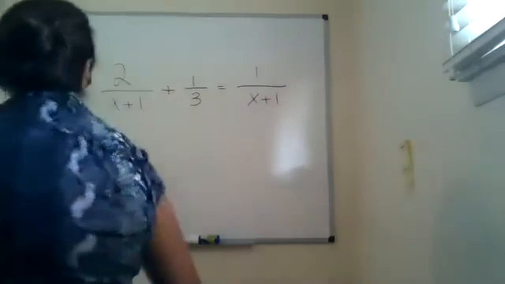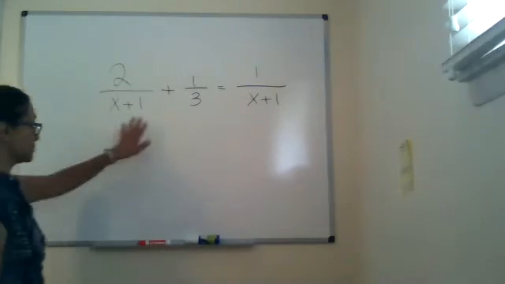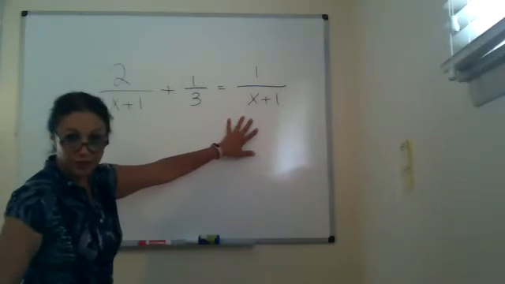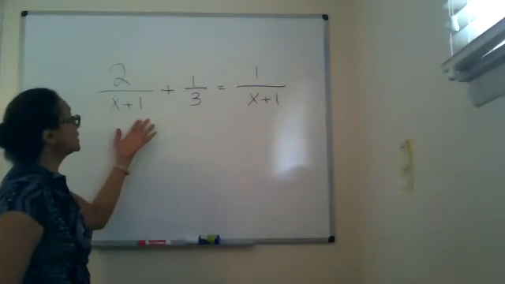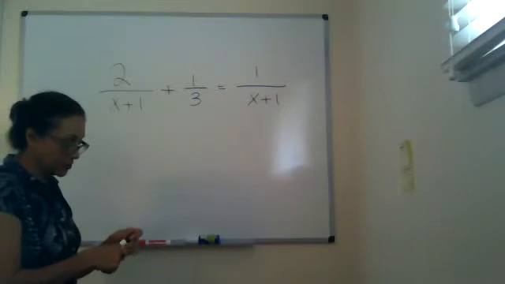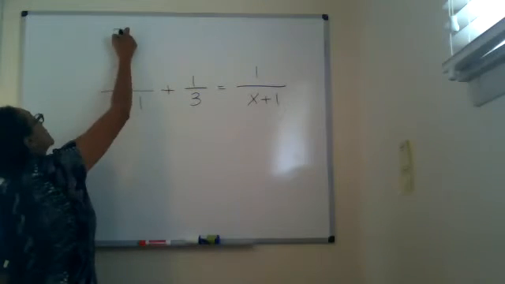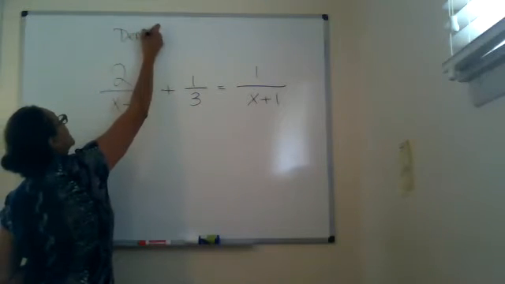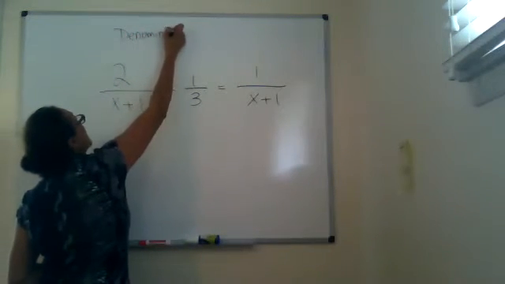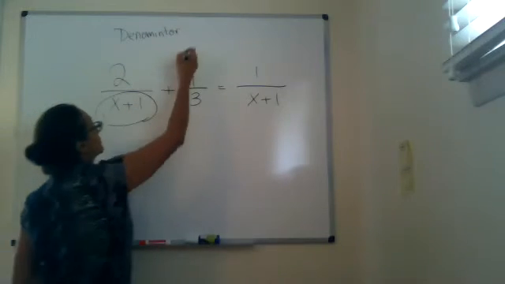So the problem that we're solving is this one. 2 over x plus 1 plus 1 over 3 is 1 over x plus 1. So when you look at this, just like in that video that you watched, what you want to do is say, what is in the denominator? So I look to see what's in my denominators. And in the denominator, I have the x plus 1 right here.